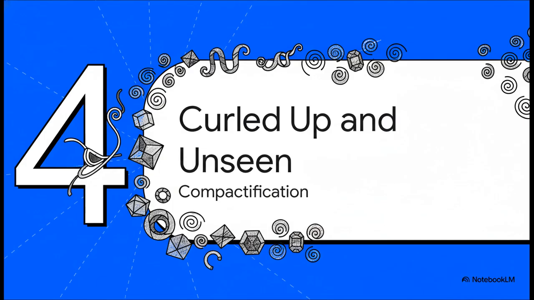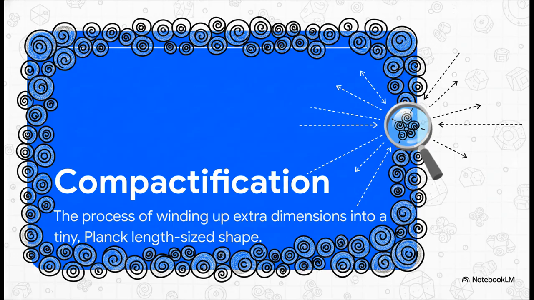Okay, so if the math needs these extra dimensions to exist, then where are they? The leading theory for how they could be hiding in plain sight has a fantastic name: compactification. Compactification is this idea that those 6 extra dimensions are all around us, at every single point in space. But they're curled up into a shape that's so unbelievably tiny, we're talking down at the Planck length, that we can't see them or interact with them at all.